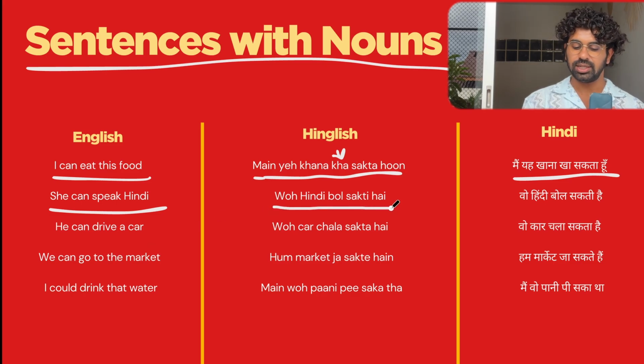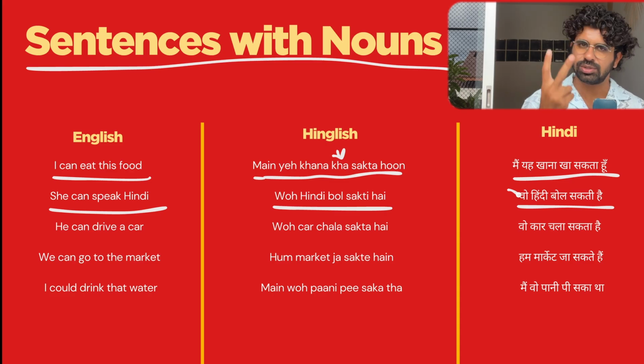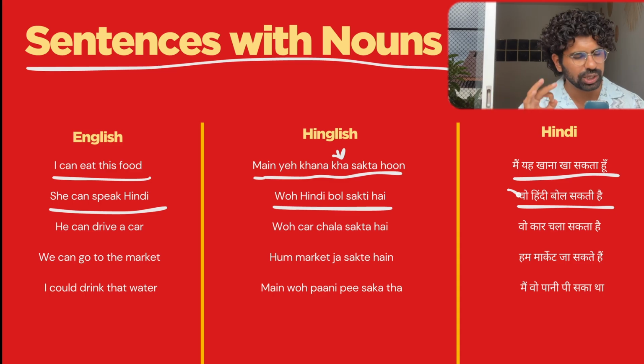वो हिंदी बोल सकती है. Right? वो is she, हिंदी बोलना to speak, सकती of course present tense and है. She can speak Hindi. वो हिंदी बोल सकती है.